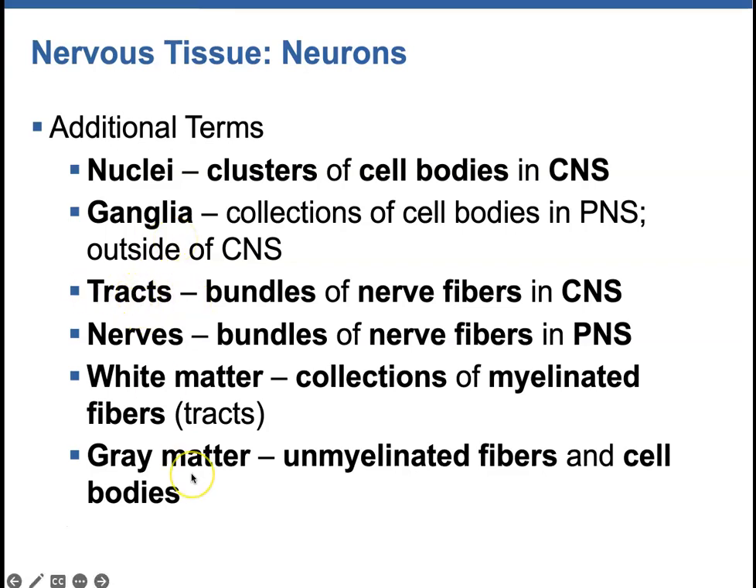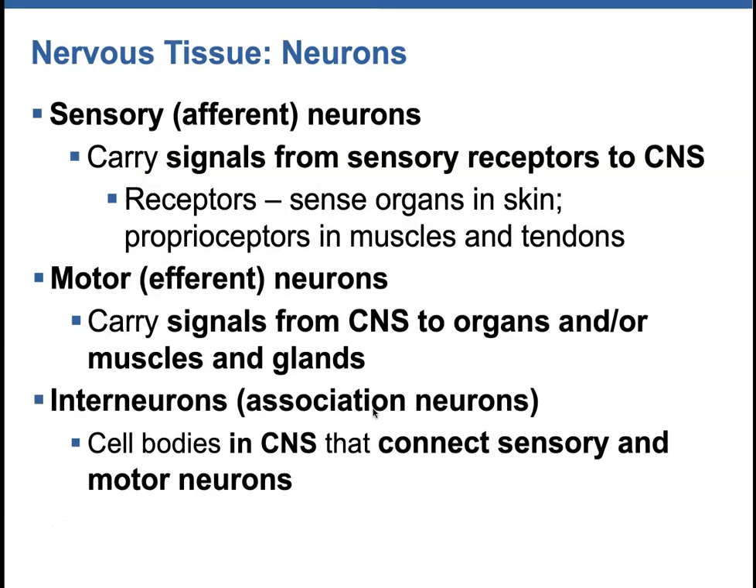Tracts and nerves are basically the same thing. When we have bundles of axons, we call those tracts in the central nervous system, so in the brain or the spinal cord. In the peripheral nervous system, we refer to them as nerves, all right? And then white matter is where you have a lot of myelinated axons, so that's why it looks whiter. And then gray matter is where you have unmyelinated fibers and primarily the cell bodies.